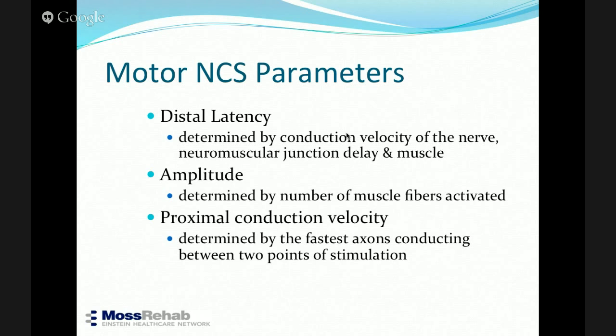Okay, and now proximal conduction velocity is between two points. So you stimulate at the elbow and at the wrist, and you have a distance between the two sites, and then you have two latencies, one for distal, one for proximal. The difference in time between the two and the distance can give you the conduction velocity, and it means it's determined by the fastest axons conducting between the two points, right?